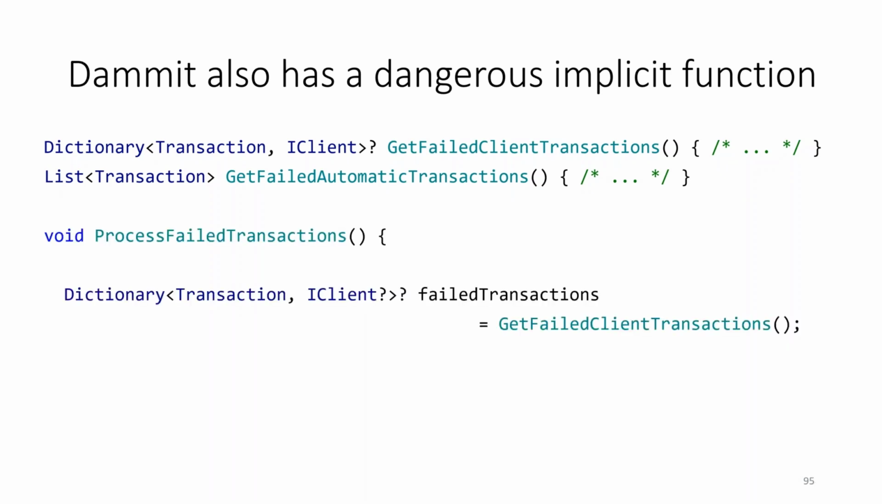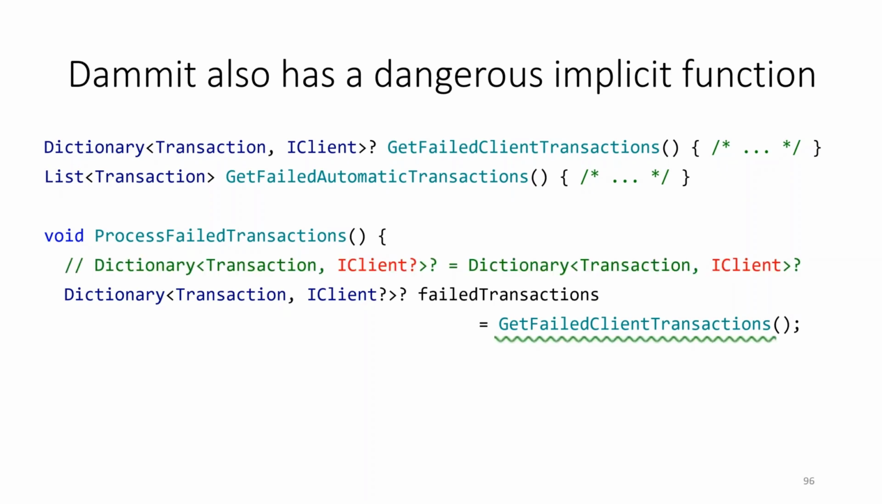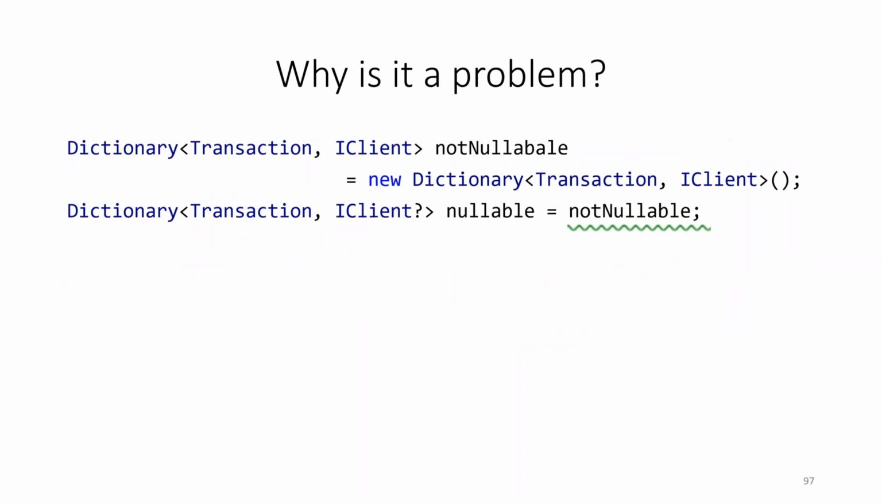So first, you need to accumulate them in a single dictionary. So I've created a dictionary of failed transactions. And since I'm going to add automatic transactions into it, I've used nullable reference type for the client and initialized it with client's transaction. And the first thing I get there is a warning that I shouldn't assign a dictionary with non-nullable clients to a dictionary with nullable ones. And you might wonder why this is a problem. The short answer is because value parameter in the dictionary is invariant, and this probably didn't clarify things much.